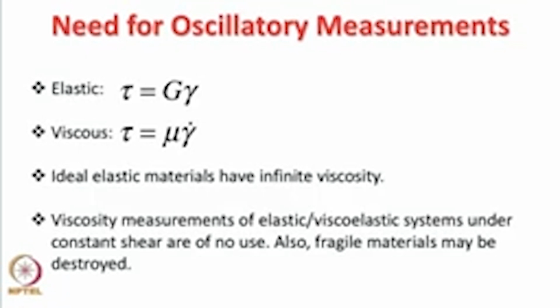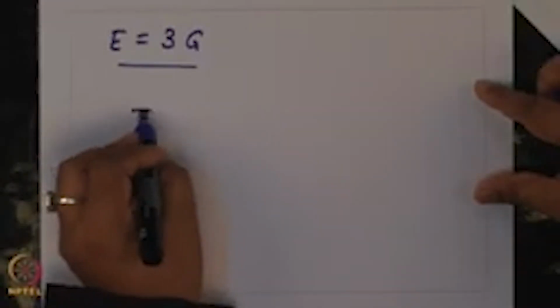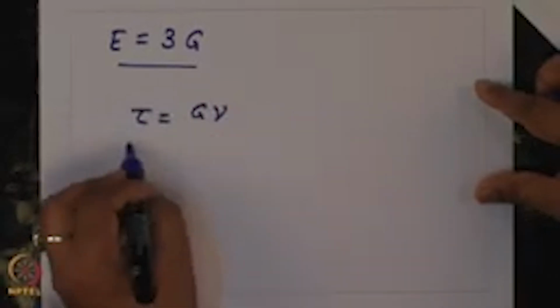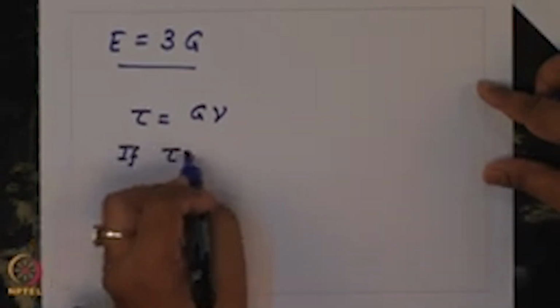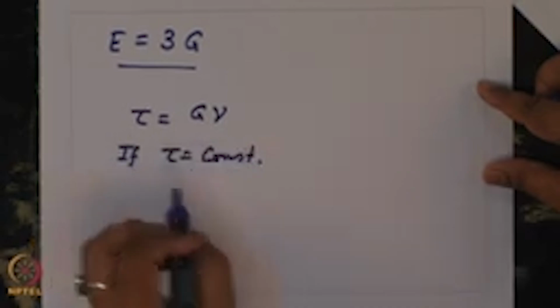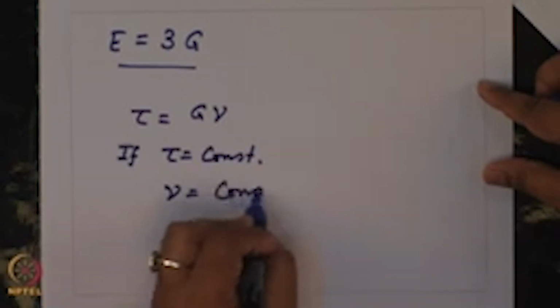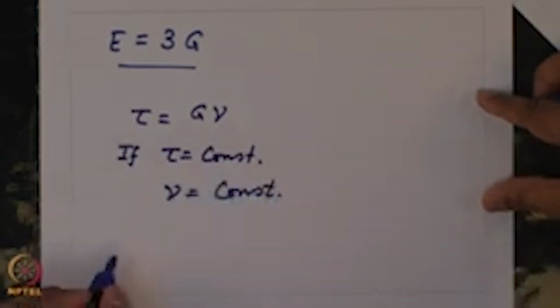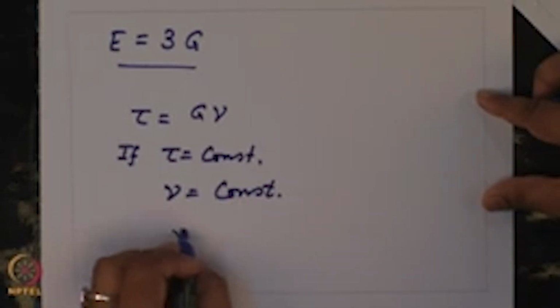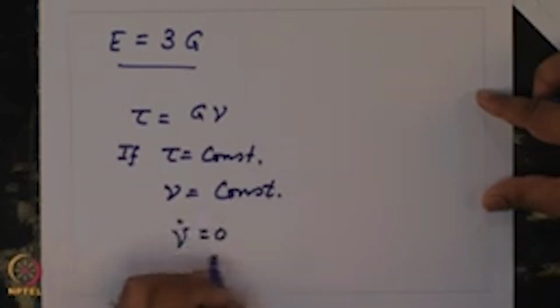Okay. So, now imagine if I were to consider an elastic entity as a liquid. If I apply a constant stress, I know tau is equal to G gamma. So, if tau is constant, gamma is also constant.